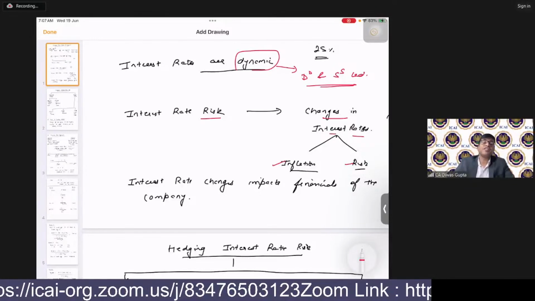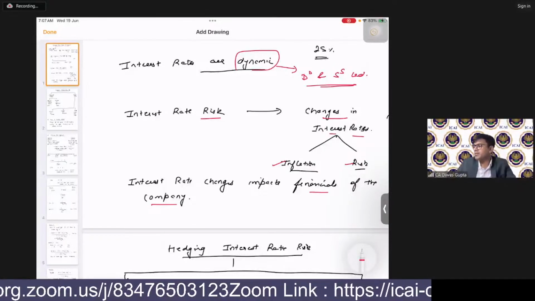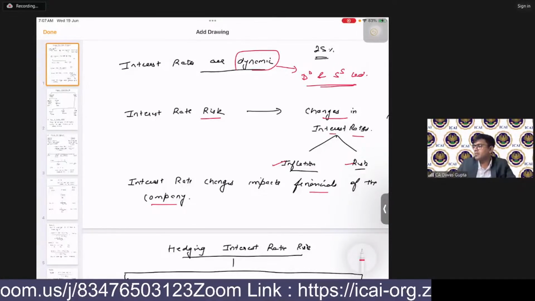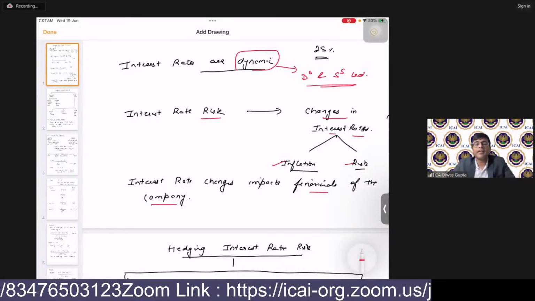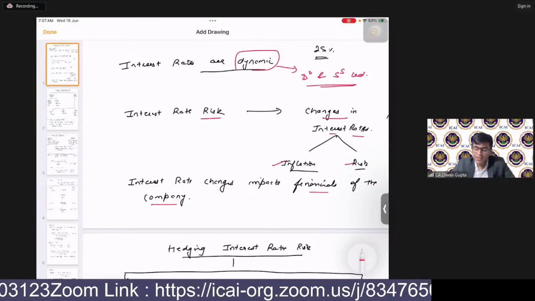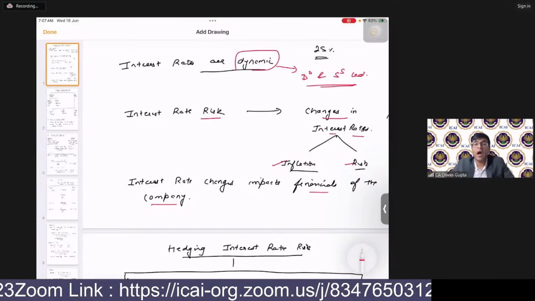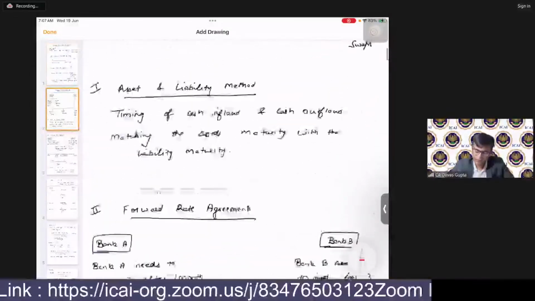The moment interest rate changes, it impacts the financials of the company, students. It will quickly impact the financials of the company. How? Okay, let me tell you.